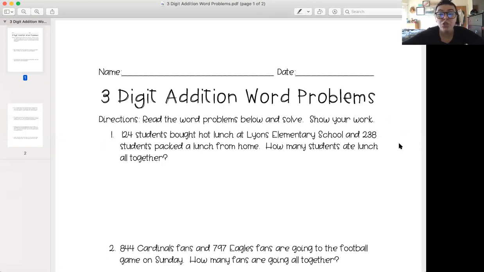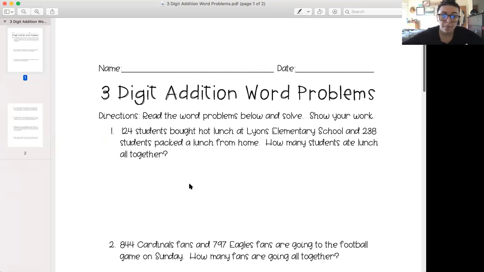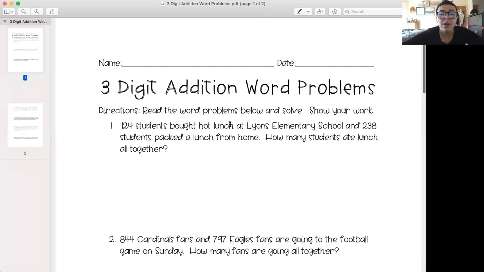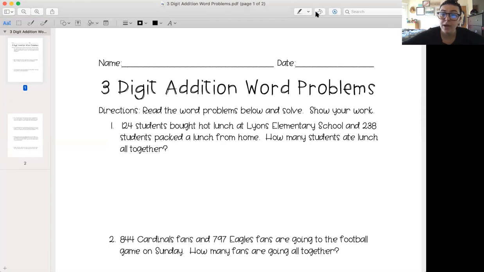You should definitely be showing your work either on here, or if you're doing the Google Forms one and you're submitting your answers online, on a separate piece of paper. So we have 124 students bought hot lunch at Lyons Elementary School, and 238 students packed a lunch from home. How many students ate lunch all together? Ooh, there are those words. So I'm going to model for you how we would solve this.